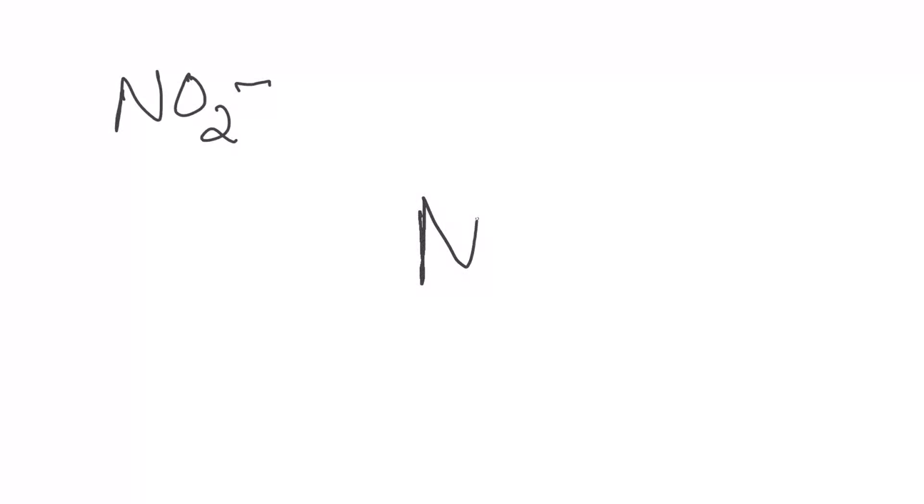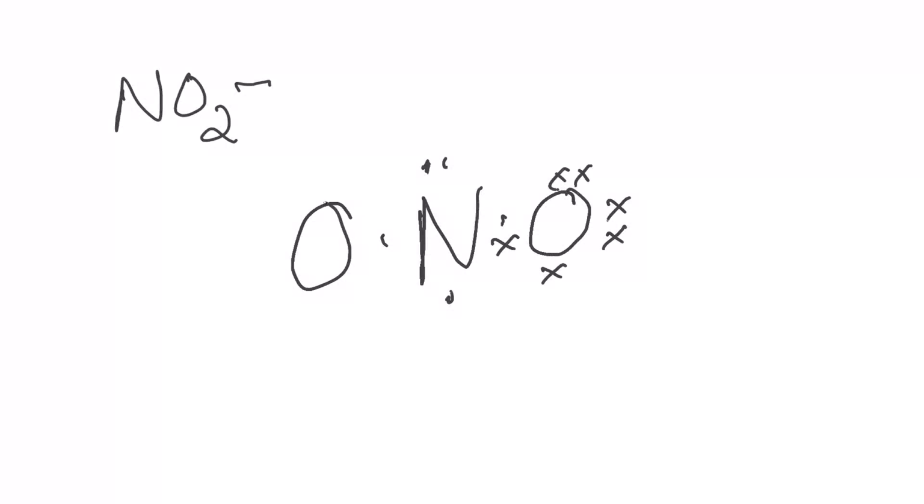So I put nitrogen in the middle, 1, 2, 3, 4, 5. And then notice I need 3 bonds, but I only have 2 atoms, so I know something is going to be off right from the start. 1, 2, 3, 4, 5, 6. And another oxygen, 1, 2, 3, 4, 5, 6. And then I look, am I done? No, I've got lone electrons, and I also have 7 around oxygen and 7 around nitrogen. So this is not correct.